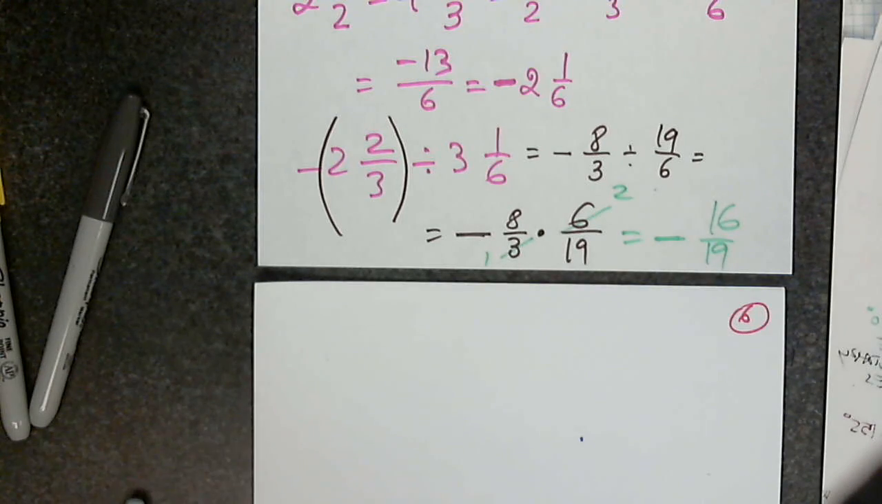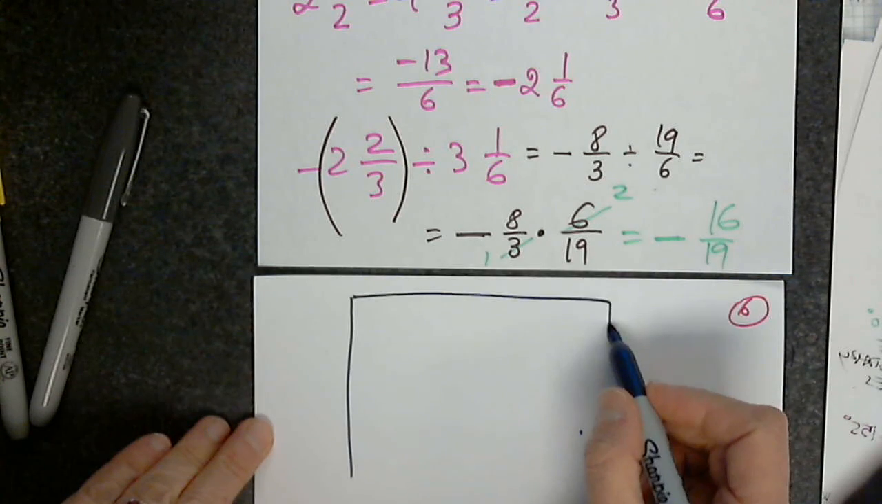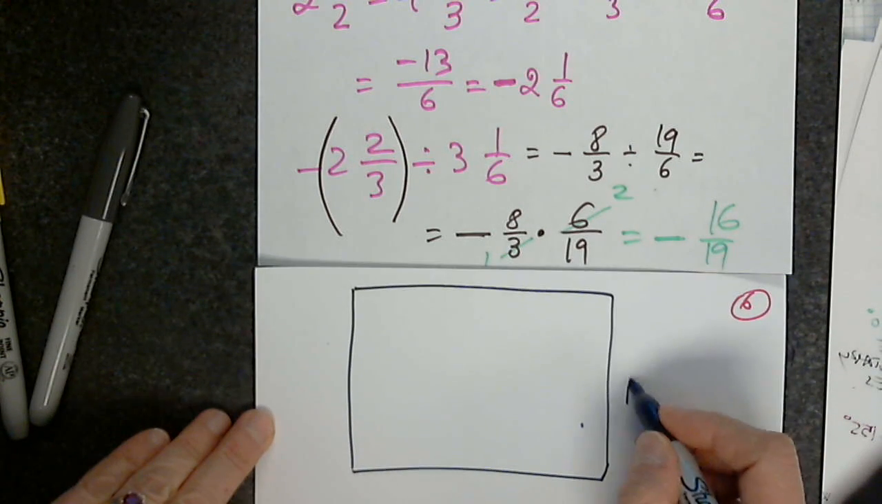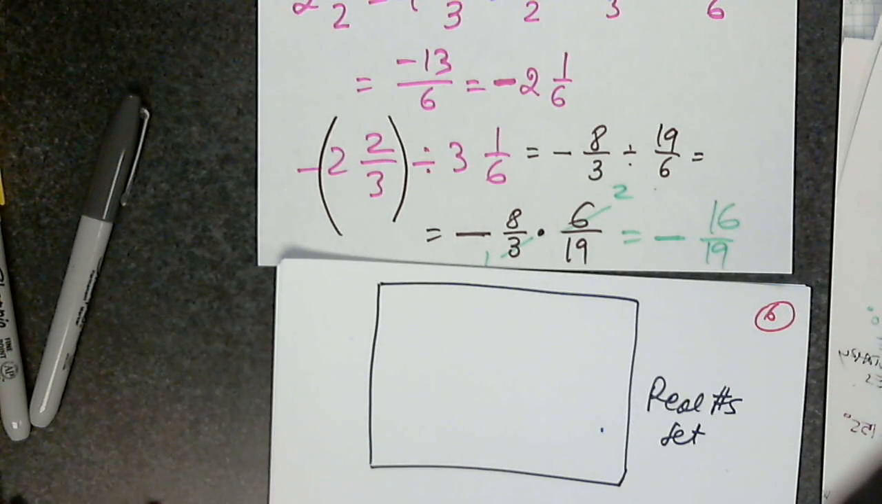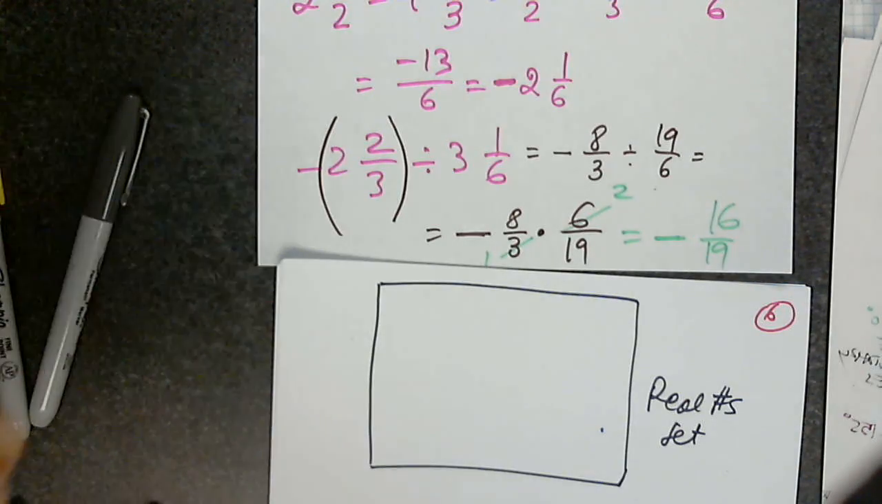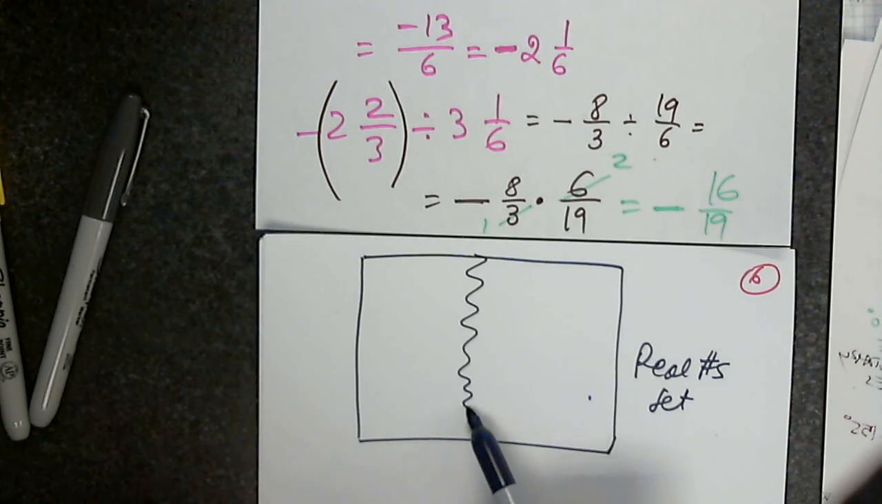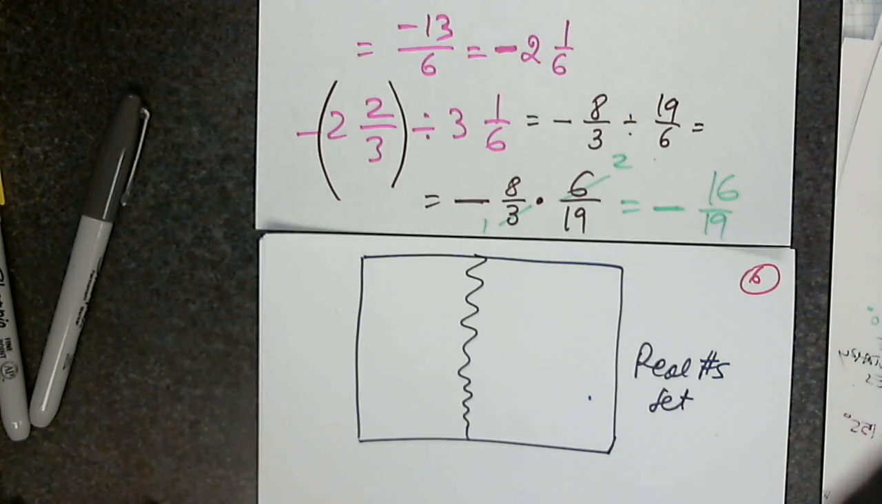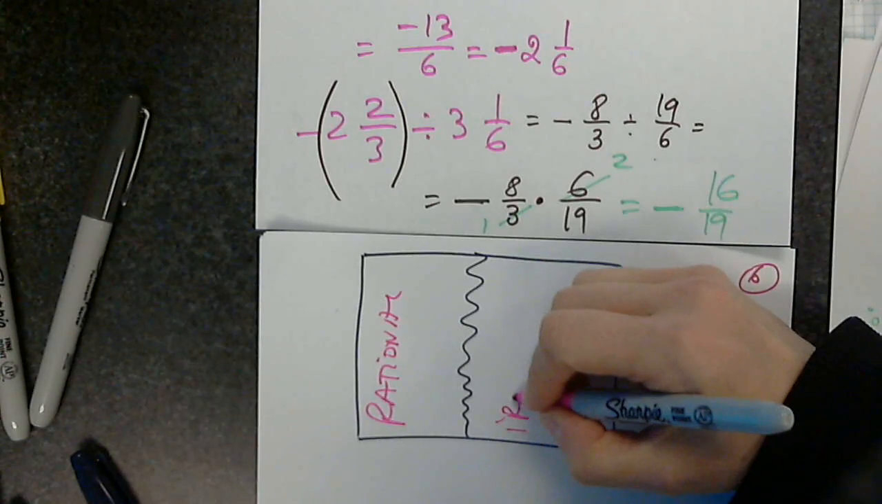Okay, so let's talk about these numbers. So this is the real number set. There is a bigger set than real numbers, but what we need right now is this one, the real number set. Somewhere, not necessarily in the middle, there is a complete separation between rational and irrational. These are rational, irrational.